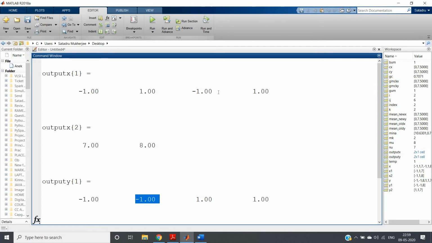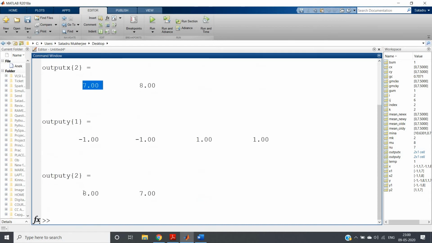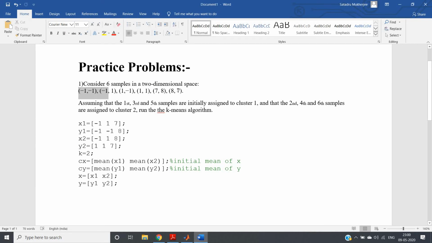we get -1 -1, 1 -1, -1 1 and 1 1, which are coming in cluster 1, and in cluster 2, 7 8 and 8 7, these 2 points, will come. From the data points itself we can clearly understand that among -1 -1, -1 1, 1 -1 and 1 1, all have the same kind of features, so they are close to each other and will be mapped to cluster 1.